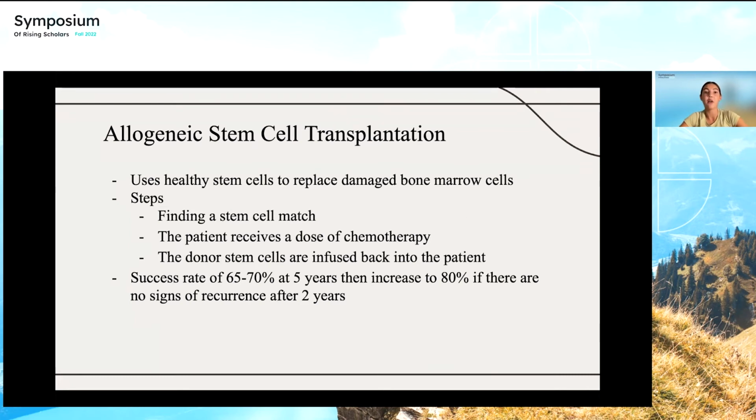This therapy uses healthy stem cells to replace damaged bone marrow cells. The first step to doing this is finding a stem cell match, which is determined by HLA markers. The patient will then receive a dose of chemotherapy and/or radiation if needed to eradicate the unhealthy bone marrow cells. Following this, the donor stem cells are infused back into the patient to replenish and repopulate the number of healthy bone marrow cells. This type of therapy has a success rate of about 65 to 70% at 5 years, then an increase to 80% if there are no signs of recurrence after 2 years.